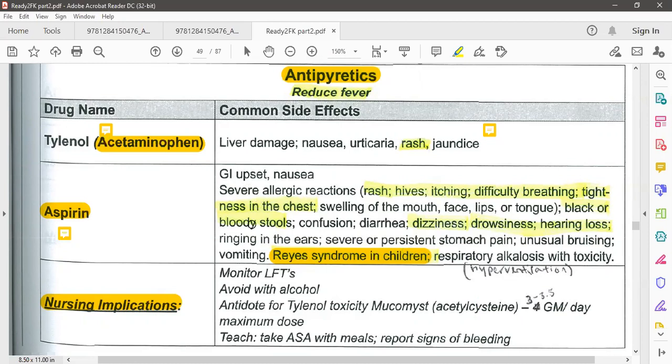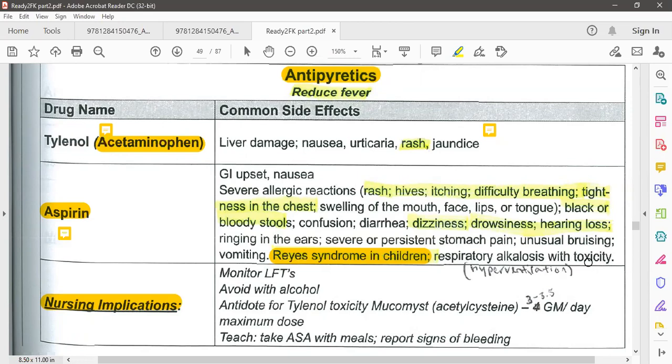So now let me read it first. The common side effects of aspirin. Severe allergic reaction includes rash, itching, difficulty breathing, or tightness in the chest, swelling in the mouth, face, lips, etc. Black or bloody stool. If GIT bleeding occurs, blood is mixed with the stool. Patient develops confusion, diarrhea, dizziness, drowsiness, hearing loss. Also ringing in the ear, severe or persistent stomach pain, unusual bruising, especially in children. As I told you, we do not give it to children with flu-like symptoms because of the risk of developing Reye's syndrome, or also respiratory alkalosis when the patient has toxicity.